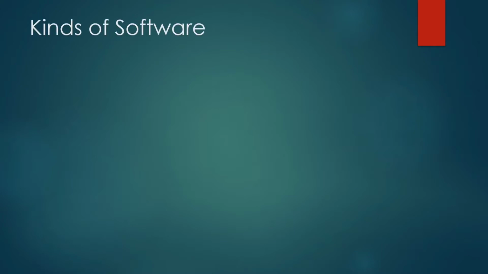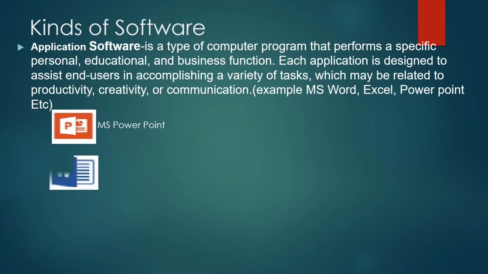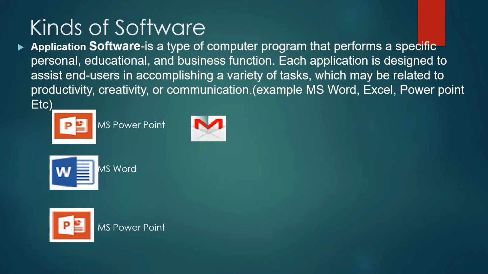Kinds of software. Application software is a type of computer program that performs a specific personal, educational, and business function. Each application is designed to assist end users in accomplishing a variety of tasks, which may be related to productivity, creativity, or communication. Examples are Microsoft Word, Microsoft Excel, PowerPoint, and many others.